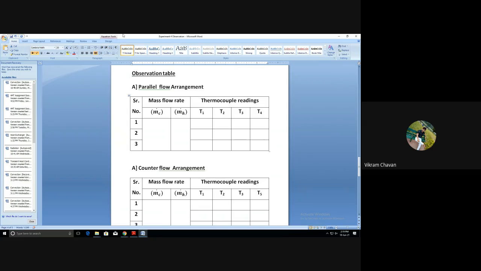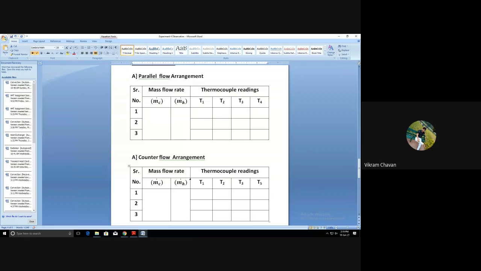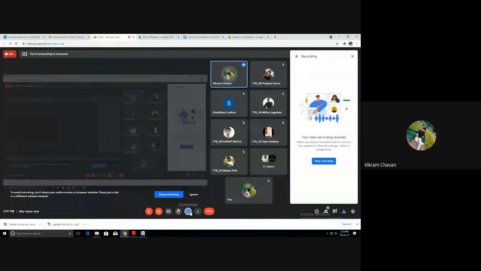Okay, so we have to take the readings for the parallel flow arrangement and the counter flow arrangement. So you can draw these tables. Okay, simple tables are there. Now I will stop the presentation from here so that I can present the experimentation.